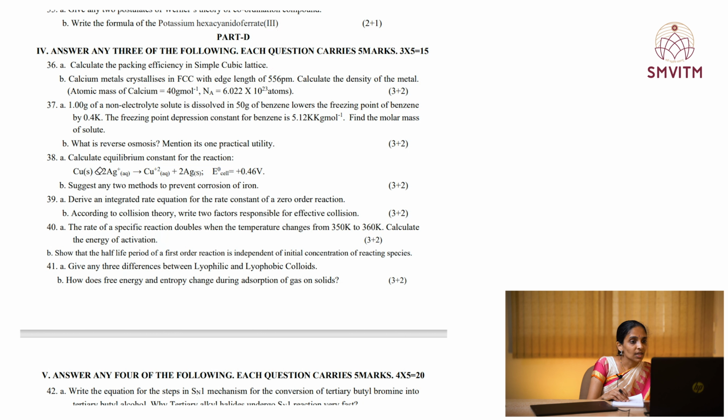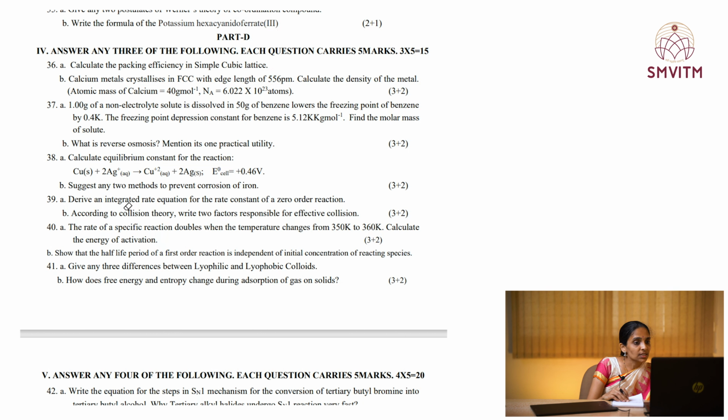38A is an electrochemistry problem. It is a problem on equilibrium constant. We have discussed the formula already. E naught cell is directly given here. You can see that the value of n is 2 for the problem. Then two methods to prevent corrosion of iron. One is painting the surface of iron, another is coating the surface using more reactive metals like magnesium or zinc.